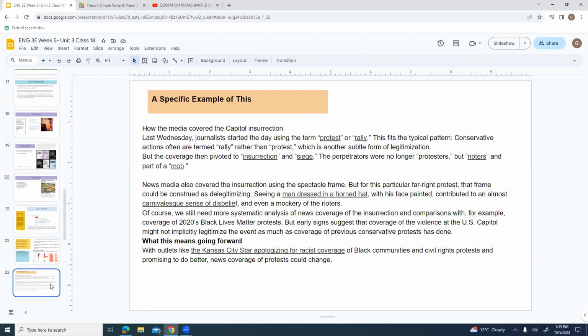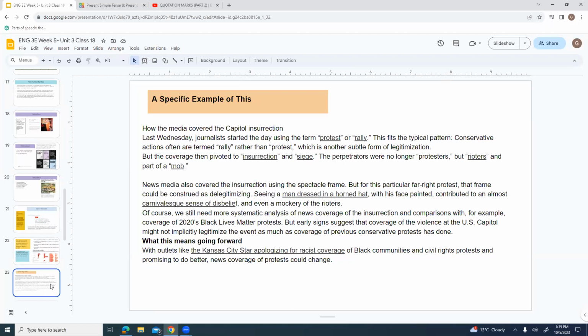So it's not last Wednesday anymore. It's much longer than that. This fits the typical pattern. Conservative actions are often termed a rally rather than a protest, which is another subtle form of legitimization. But then the coverage pivoted to insurrection and siege. The perpetrators were no longer protesters, but rioters and part of a mob.